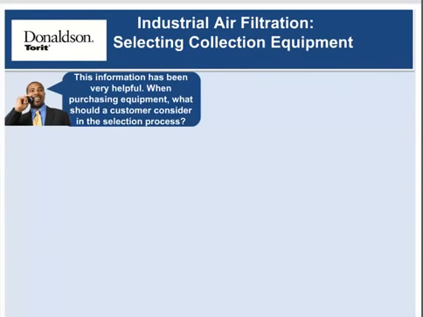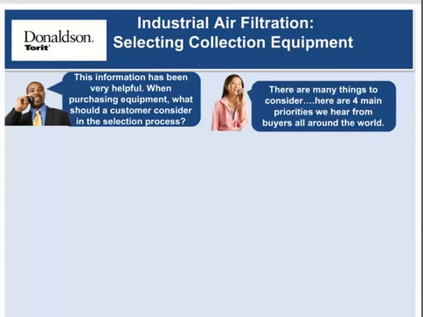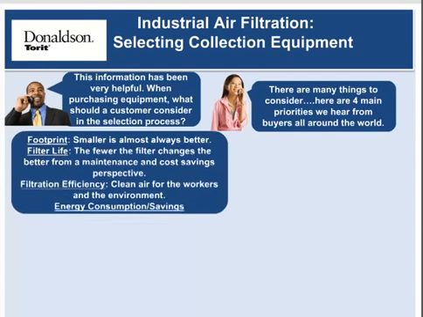This information has been very helpful. When purchasing equipment, what should a customer consider in the selection process? There are many things to consider. Here are 4 main priorities we hear from buyers all around the world. Footprint. Smaller is almost always better. Filter life. The fewer the filter changes, the better from a maintenance and cost-saving perspective. Filtration efficiency. Clean air for the workers and the environment.